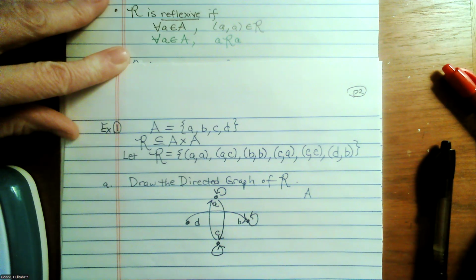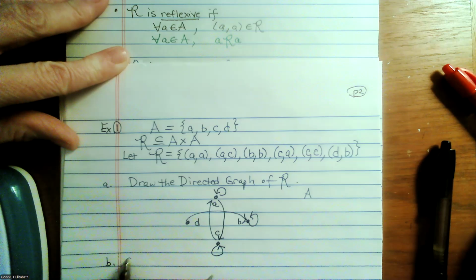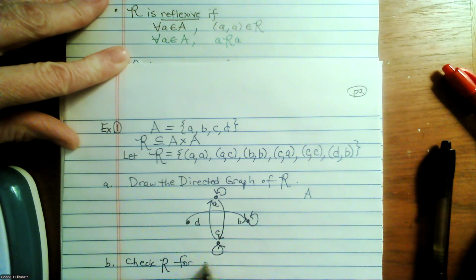So when we're checking for reflexivity, what do you think we need to see in the directed graph? Let's check curly R for each of the three properties.